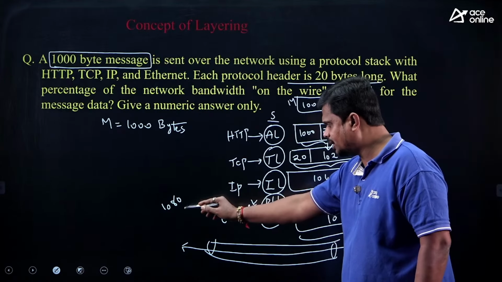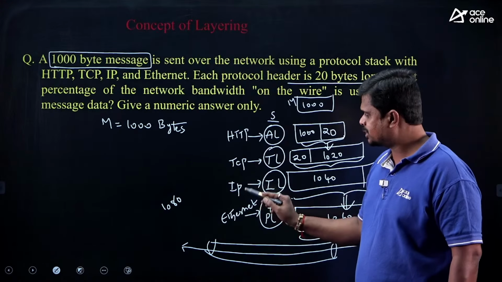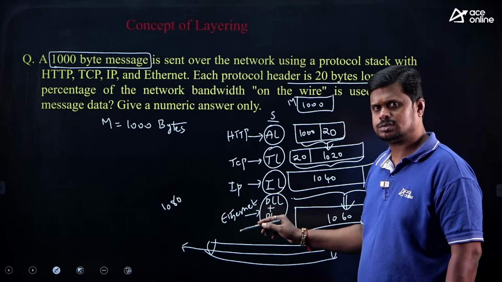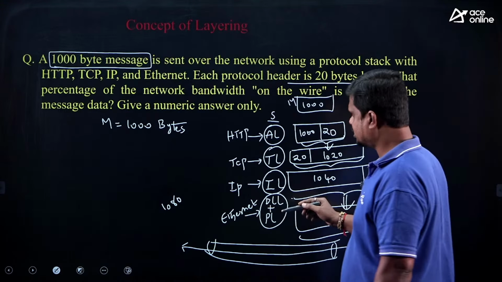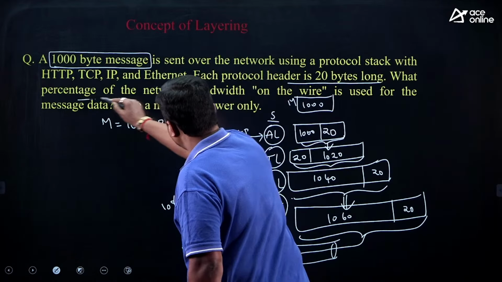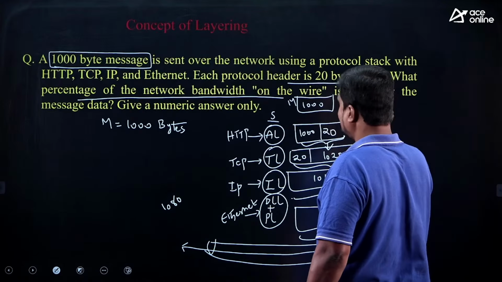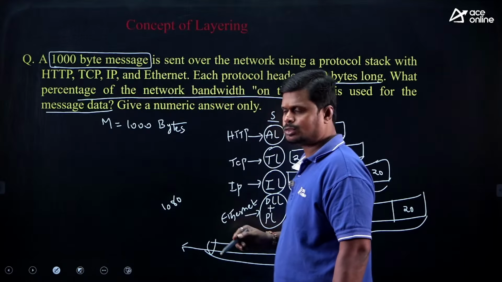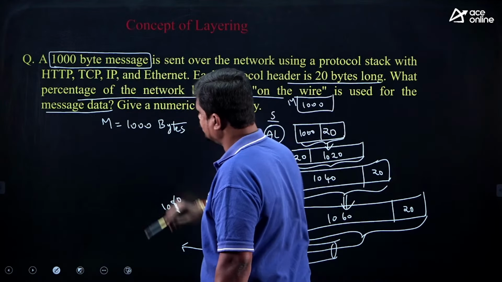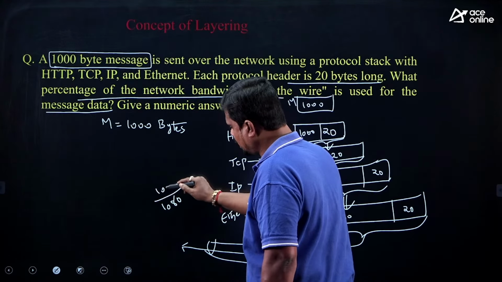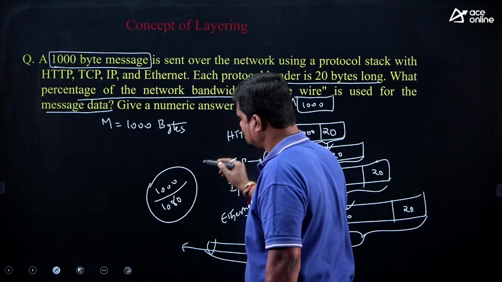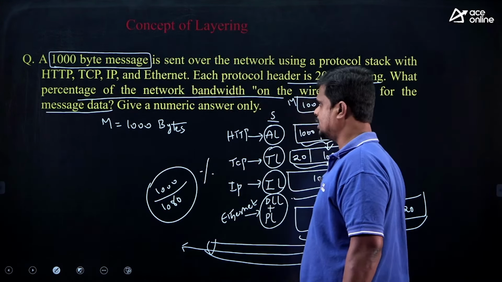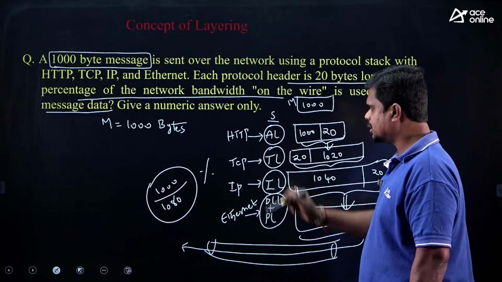So this 1080 includes what? Message means your data plus headers. But the question is asking what percentage of the network bandwidth on the wire is used for sending the message data, only message data. So what is the size of the message data? 1000 bytes. So 1000 by 1080, this much percentage of network bandwidth is being used to send this data.